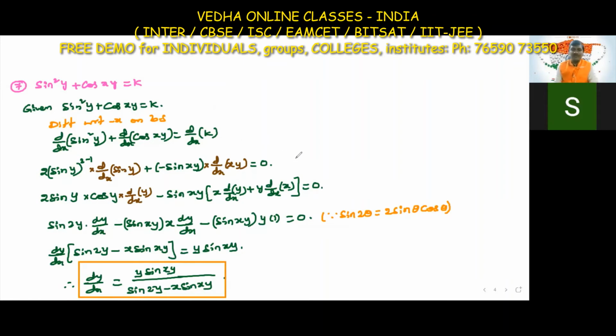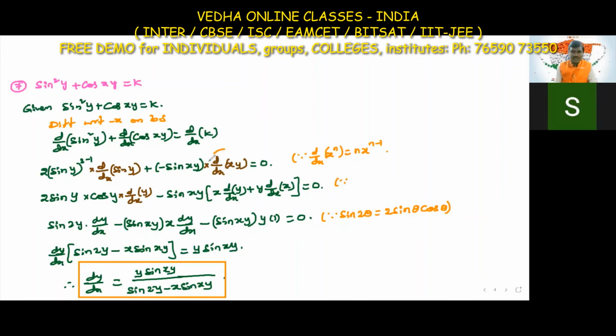What more formulas did we discuss here? We applied the x power n formula also. Derivative of x power n is n into x power n minus 1. So I'll write that formula here also: d by dx of x to the power n is equal to n into x to the power n minus 1.